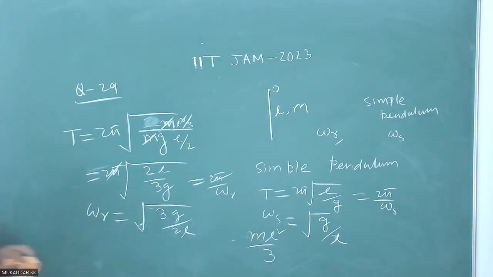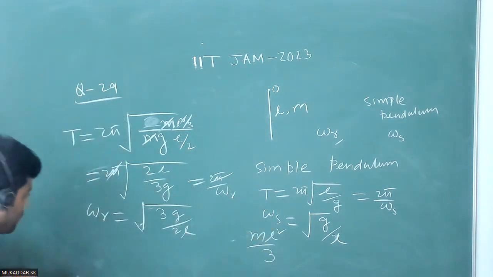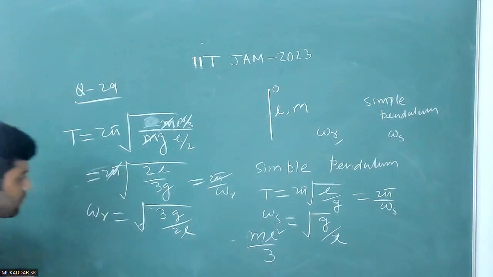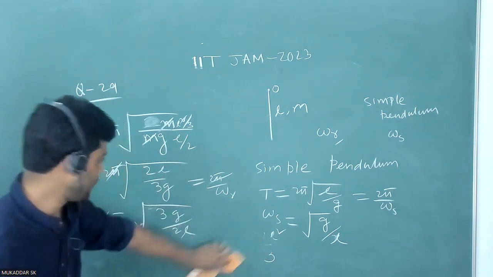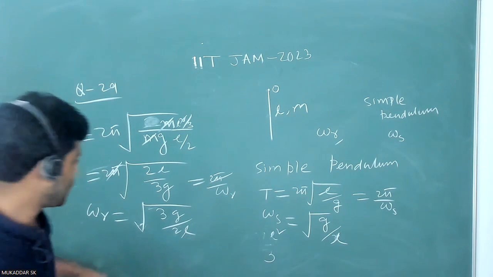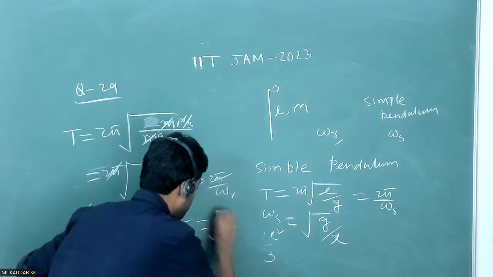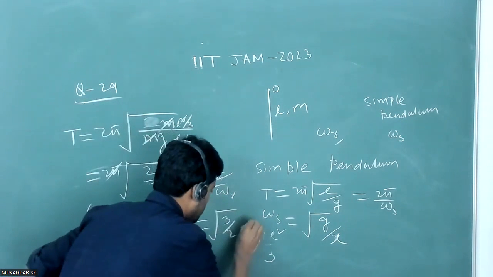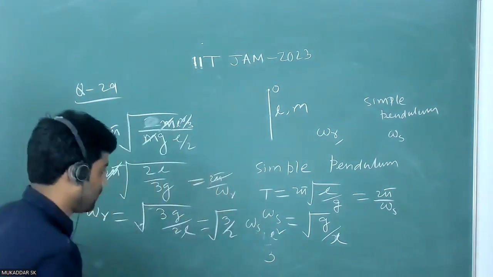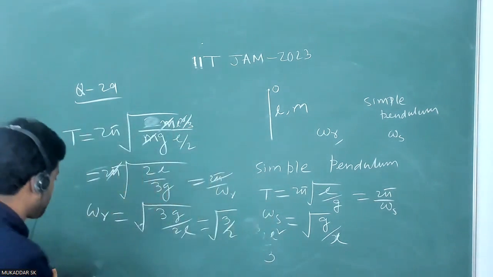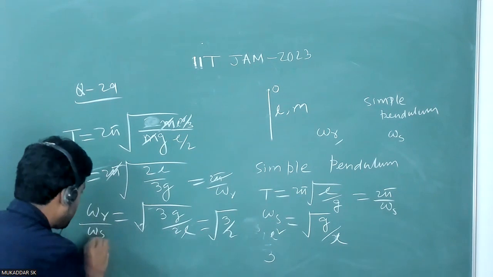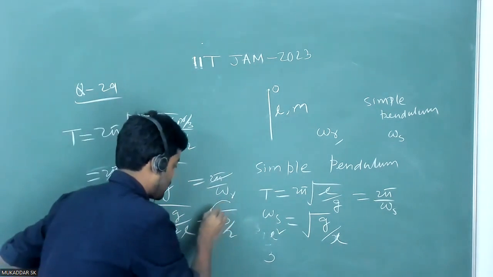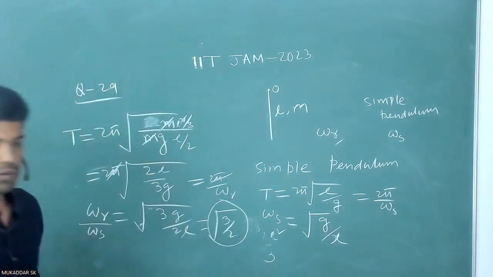Now we have this omega s. I can write this, because root over g by L is nothing but omega s, as root 3 by 2 into omega s. If you bring this omega s to this side, then the ratio becomes root 3 by 2. So the correct option will be root 3 by 2.